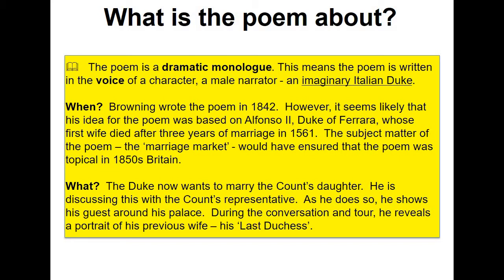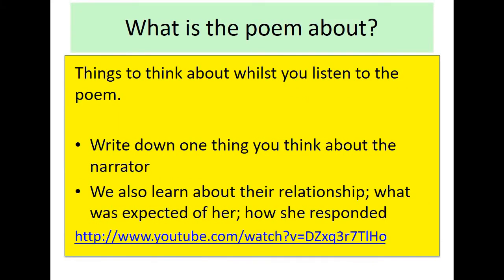So we've got the background, we've got the setup, we've got the understanding of what is happening to make this dramatic monologue take place. But the focus of the poem is all about that last Duchess. So, things to think about while you listen or read. I want you to write down one thing you think about the narrator. You could do that while you're listening and reading, or once you've listened to it all. Also, what we learn about their relationship, about the Duke and the last Duchess' relationship. And what do you get a sense was expected of her? How was she expected to respond?